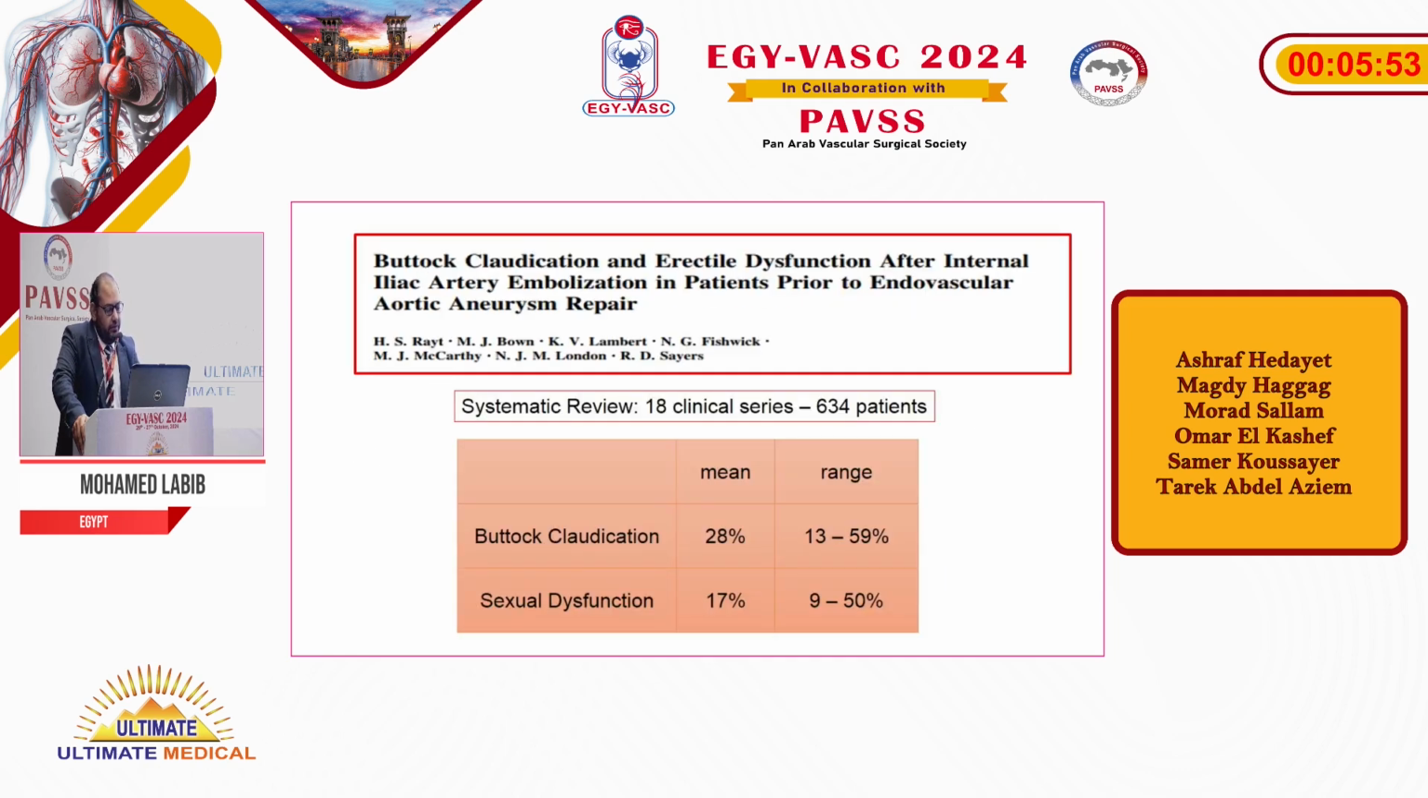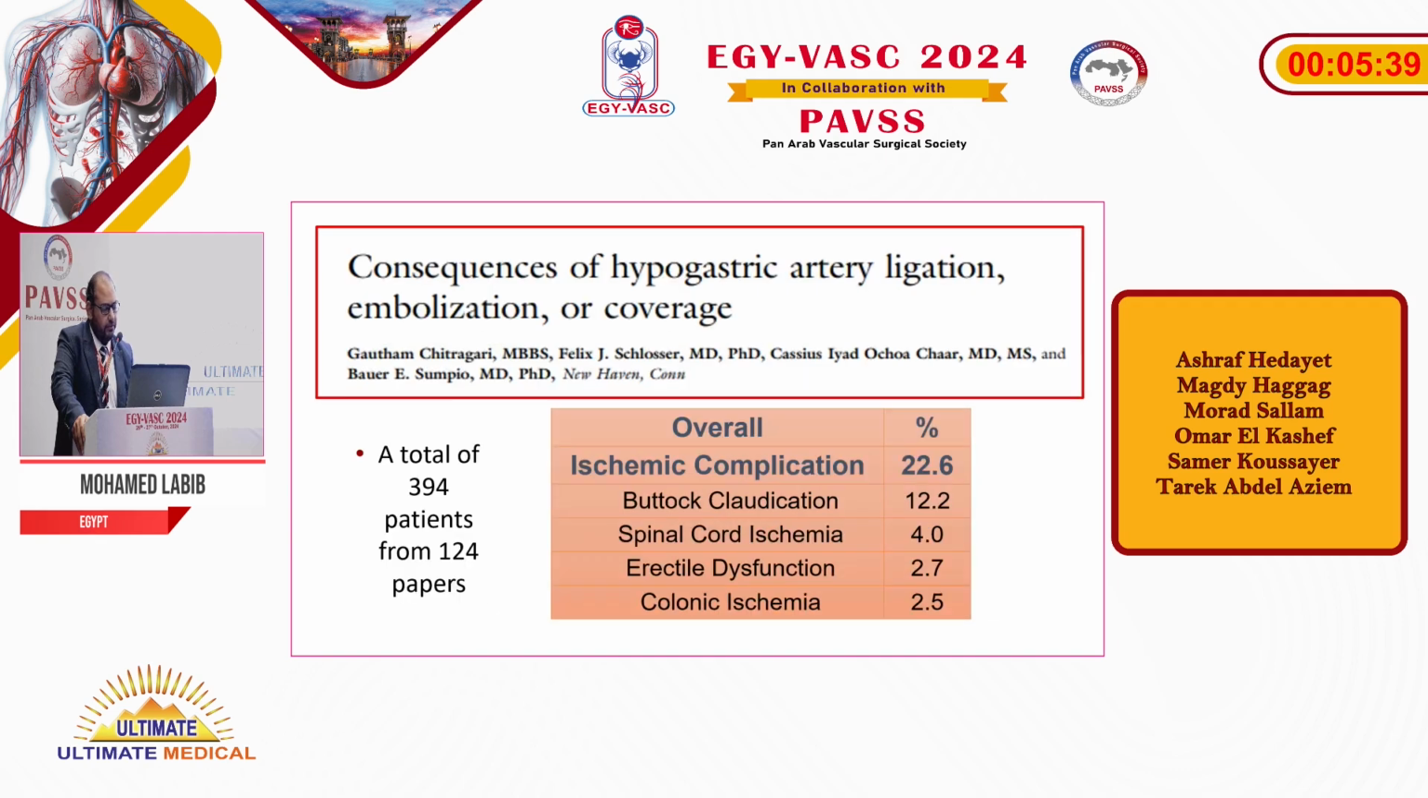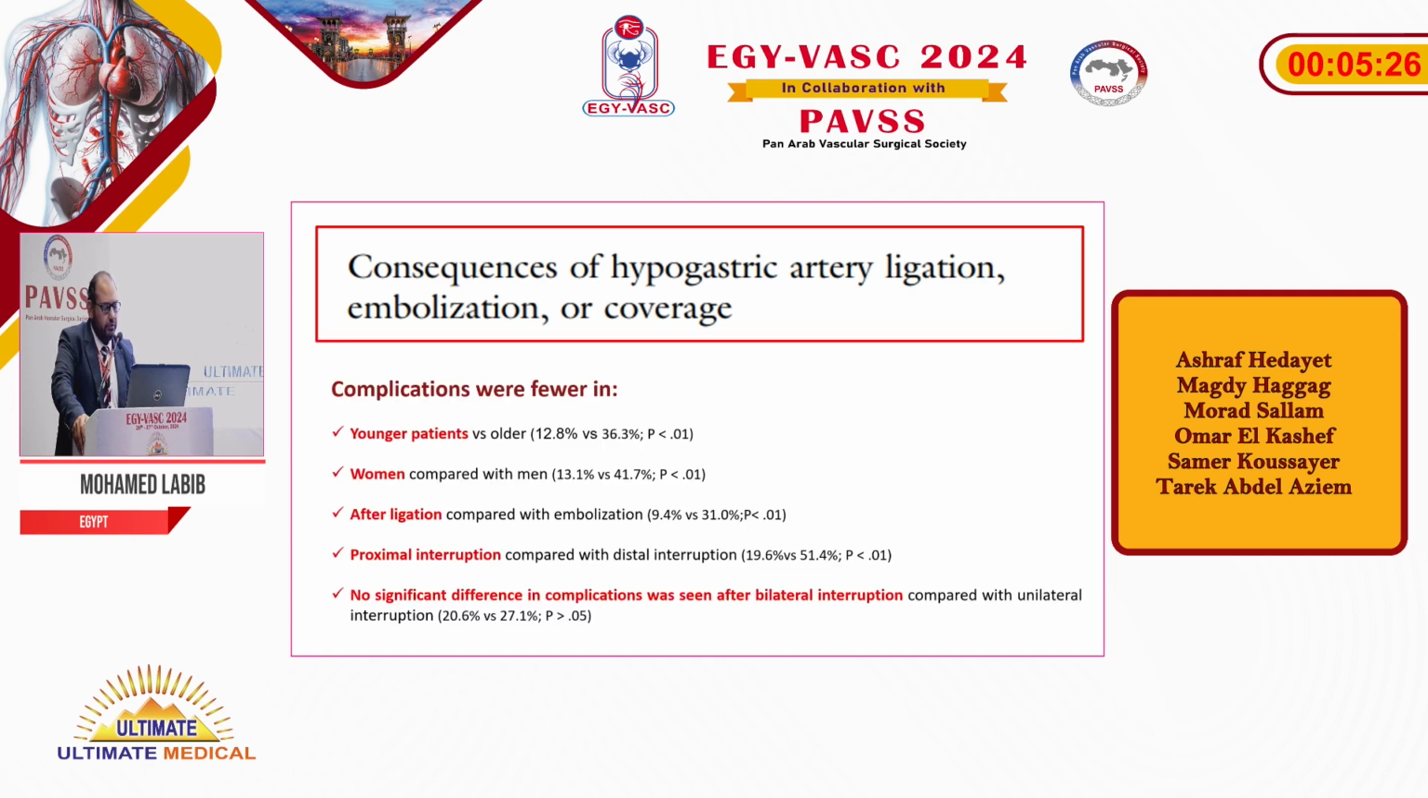A systematic review and meta-analysis assessing the complications of hypogastric artery embolization shows that nearly 60% of the patients have buttock claudication, and nearly 50% of the patients have sexual dysfunction. Another study, which included more than 400 patients from 124 papers, reported ischemic complications in nearly 22% of all included patients.